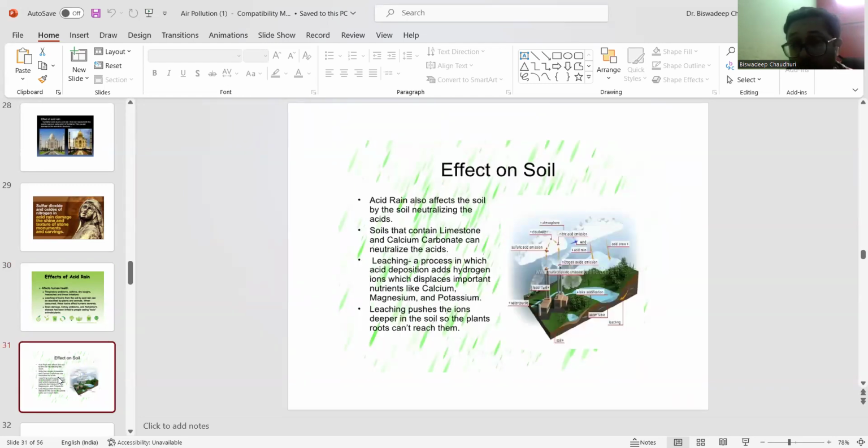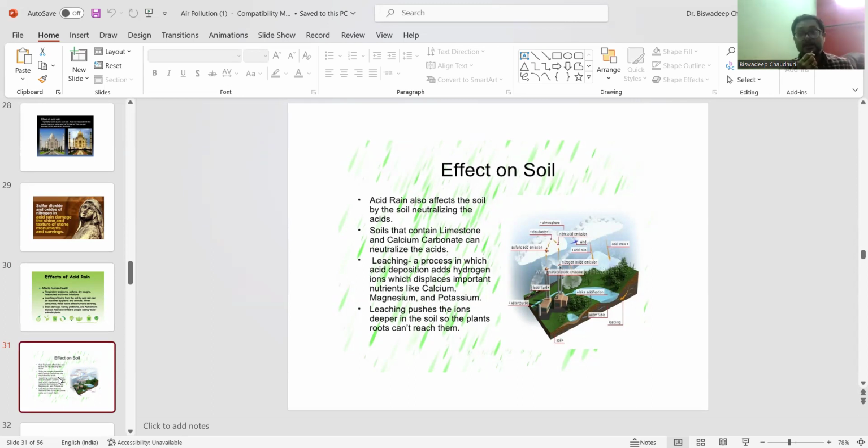Effects on soil, as I told you before, it increases the soil pH. And if soil pH increases, what will happen? Automatically the plants present in the soil will be affected, and some plants may die. As a result, you will not get 100% profit from the cultivation, because production of crops will go down if acid rain infected soil is present.